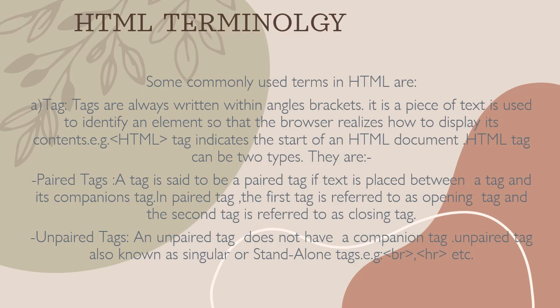And the next slide contains HTML terminology. Some commonly used terms in HTML are tags. Tags are always written within the angle brackets. It is a piece of text used to identify an element so that the browser realizes how to display its contents. The HTML tag indicates the start of an HTML document. HTML tags can be of two types: paired tags and unpaired tags. Paired tags: a tag is said to be a paired tag if text is displayed between a tag and its companion tag.